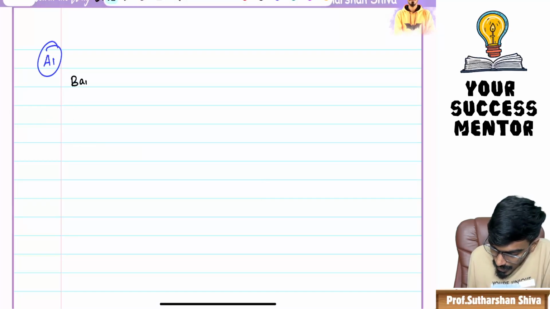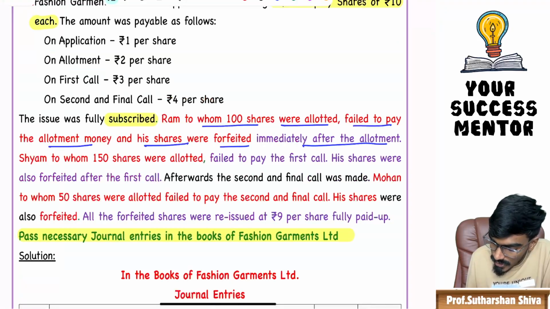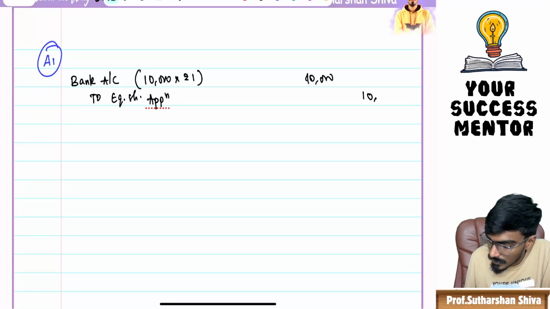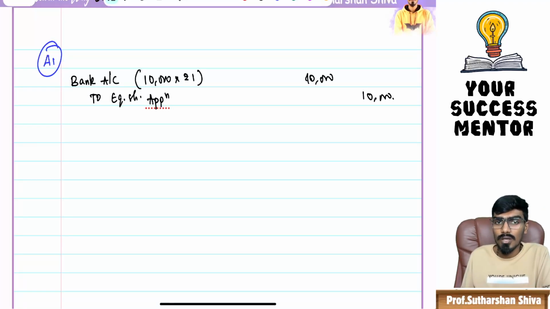Bank to equity share application, and we will do this question. What is a bank to equity share application? How many shares are they issuing? 10,000. 10,000 into 1 rupee, so it gives me 10,000. Okay. Now come to the next entry.